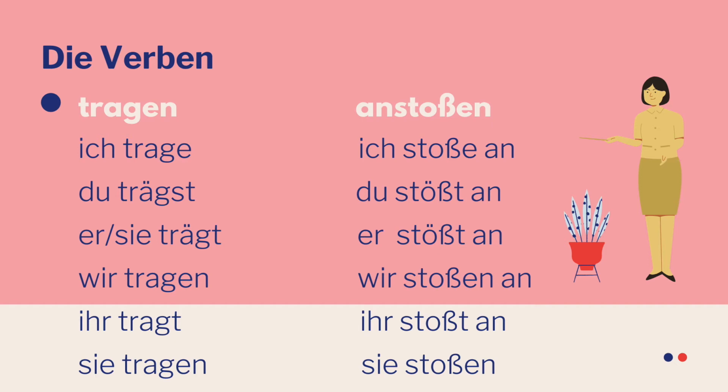Ich stoße an, I cheer. Du stößt an. Wir stoßen an, ihr stoßt an. Sie stoßen an, stoßen. Yeah? So here is the conjugation of these verbs.